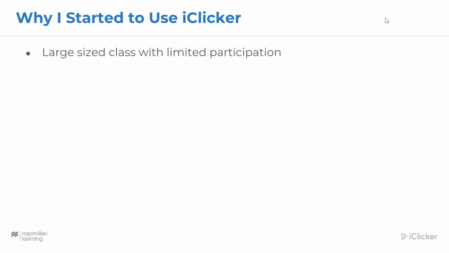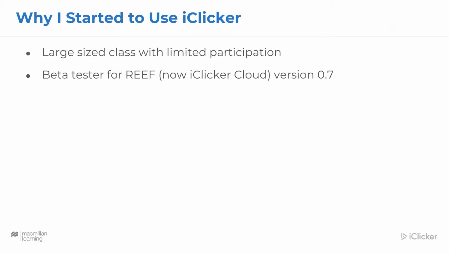About the same time, one of the iClicker staff was doing a presentation at my previous institution, and a friend who was still teaching there invited me, and I immediately adopted the iClicker devices. We were using iClicker 2s in those days. Later on, that same representative asked me to be on the beta team for iClicker Reef, what we now call iClicker Cloud. So I've been involved in beta testing since 0.7. We are currently using a released version of 4.6.1. I am beta testing 5.0.3, so I'm still involved 5 years later in beta testing. And I enjoy that because I get to see some of the new features that are coming out.